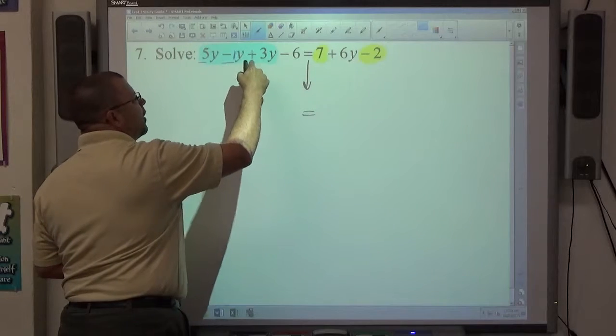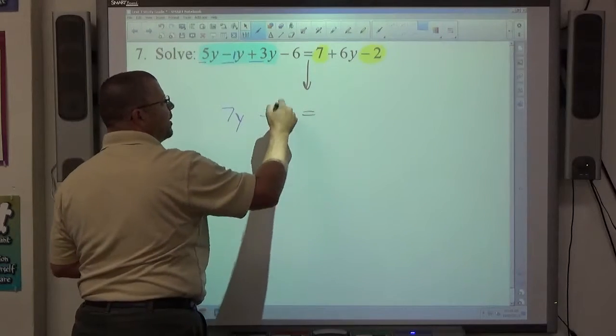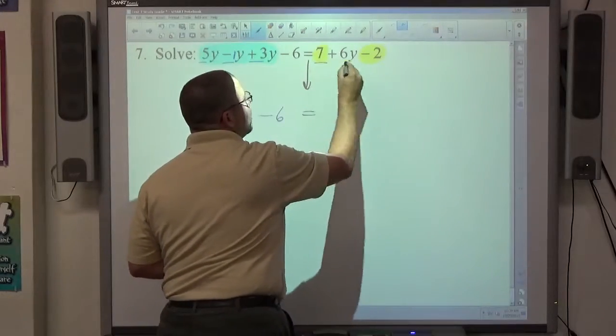5 minus 1 plus 3 makes positive 7. And then minus 6, nothing's happening because there's no like terms with 6. Over on the right-hand side, 7 and negative 2.